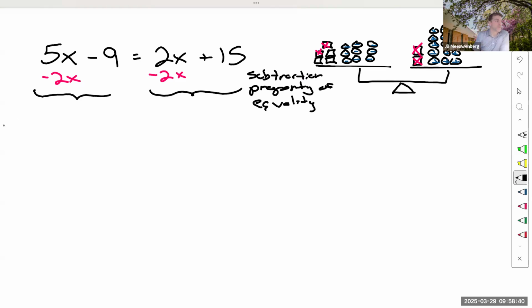The next thing we do is we take this part and we simplify it. So when we simplify it, we get 3x minus 9 is equal to 15. So that was simplify.